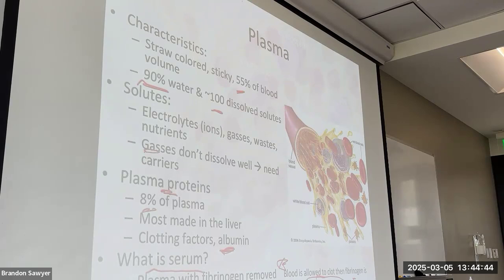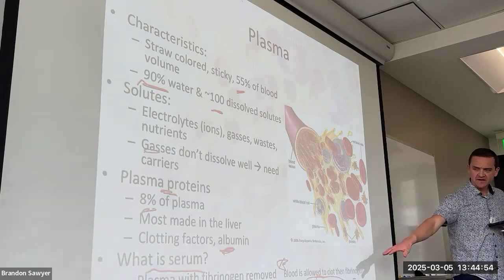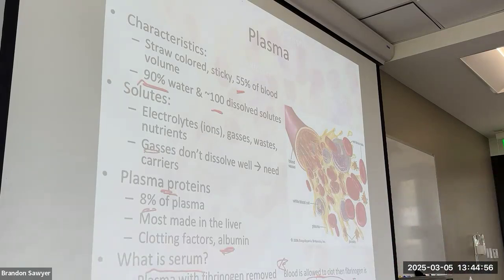Questions on that? Need me to read the bottom line again, everybody? Yeah, so the first part says plasma with fibrinogen removed. Okay, so it's the plasma with that one protein removed. And then the other part just says blood is allowed to clot, and then the fibrinogen is pulled out. So it's just kind of the same thing twice. Okay.